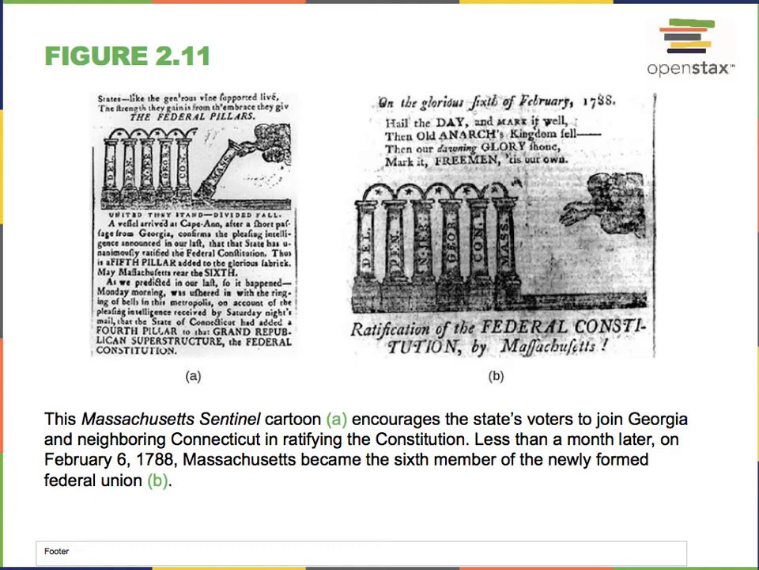The Twitter of the day was the newspaper. The Twitter of the day were the papers that were handed out. So this came out, this was what, January 1788. This is coming out on February 6, 1788. Massachusetts became the sixth member of the newly formed Federal Union. So we formed a union.